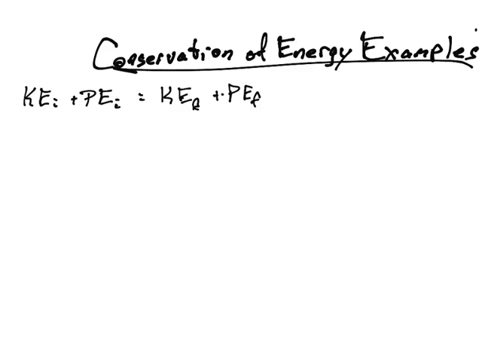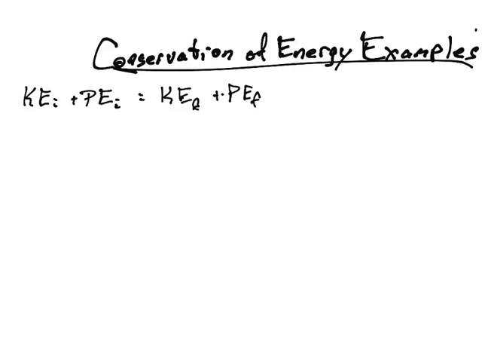Now, as I said in the previous lecture, initial and final are just labels. It doesn't have to be the initial state and the final state. It could be state 1 and state 2, somewhere in the middle. It doesn't matter where you're measuring. The total energy is always the same no matter where you measure. But in general, we write it as initial and final.